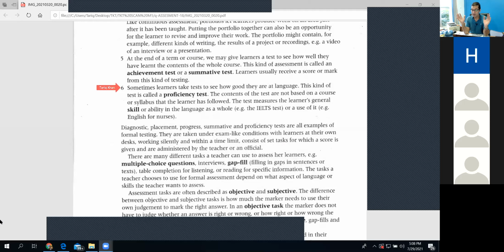Is that clear? But diagnostic does not teach you the whole thing. They want to know how much you know, then after that they can teach you further.